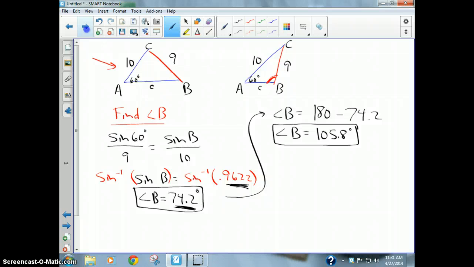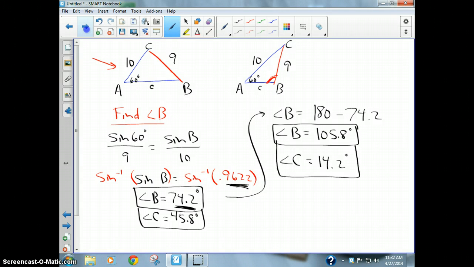All right, well, now we can figure out angle C in both triangles. Angle C is going to be 180 minus those two, which is 45.8 degrees. And over here, angle C is going to come out to be 14.2 degrees. All that's left then is to find side C in both triangles. I'm going to draw this line down the middle.